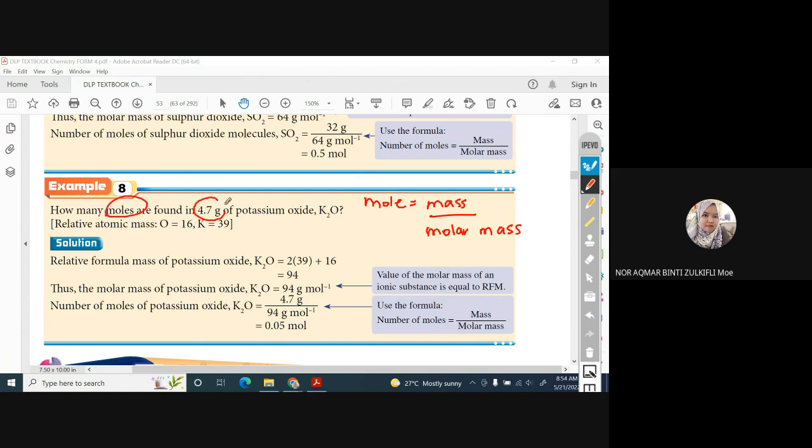Okay, so we have mass 4.7 gram. Potassium oxide. Ini kena kira. K ada 2, K2. Oksigen ada 1. Okay, 39 times 2 plus 16, 94. Okay, so the molar mass is 94. So moles, so we have mass 4.7 gram, molar mass 94 gram. The answer is 0.05 mole. Okay.